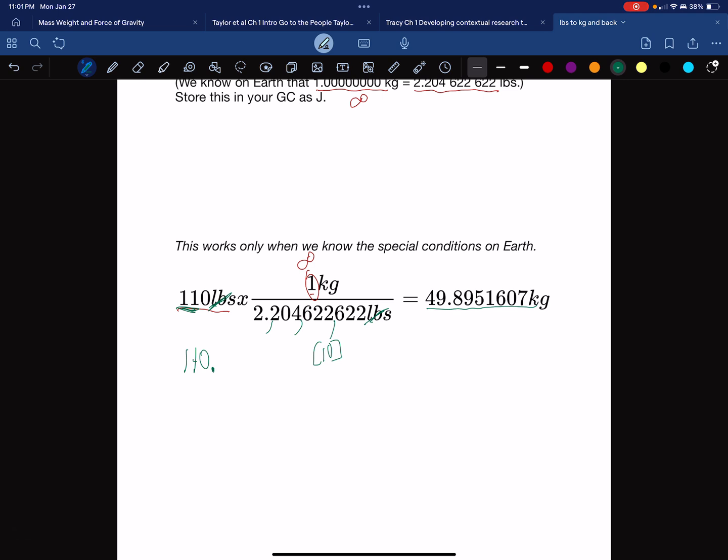So there's 2 digits, so our final answer could have 2 digits, which means this 8 would cause that to round up, and we would have 50 kilograms, which we could write with the decimal point, or we could write 5.0 times 10 to the 1 kilograms.